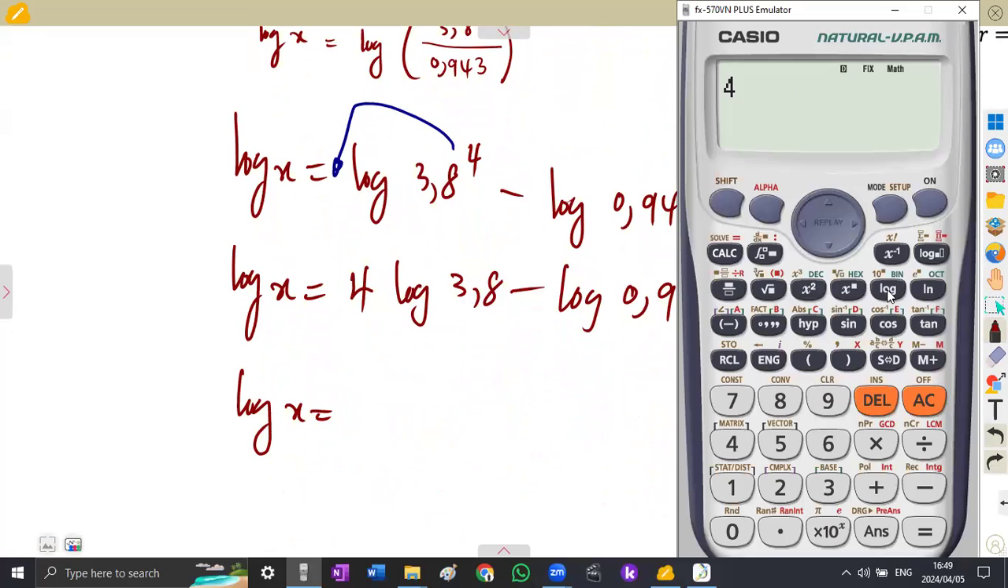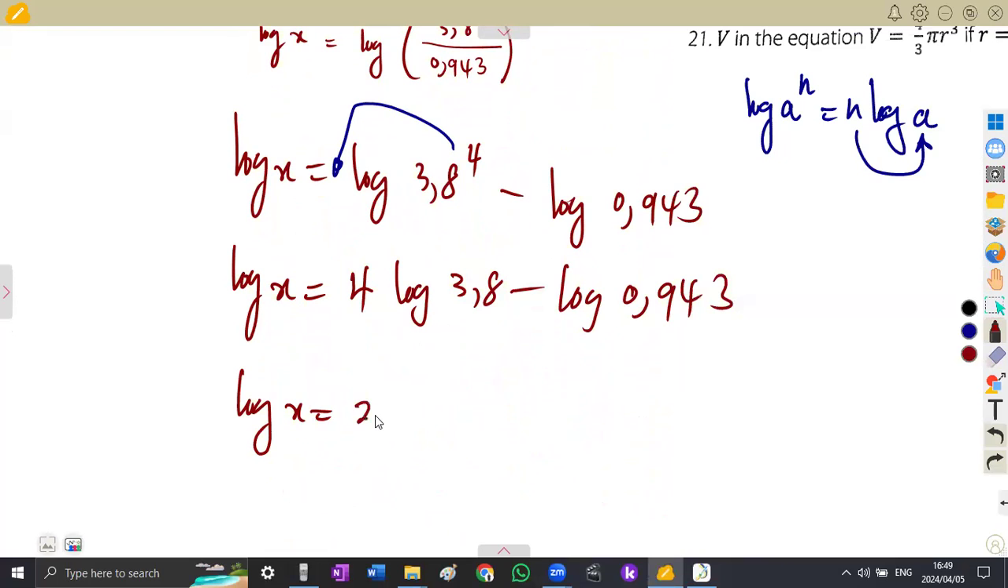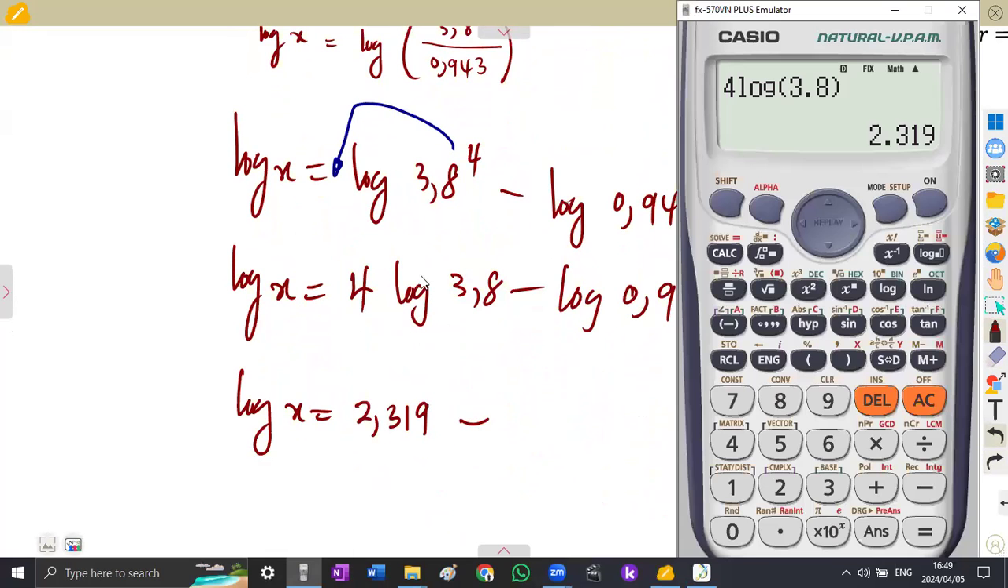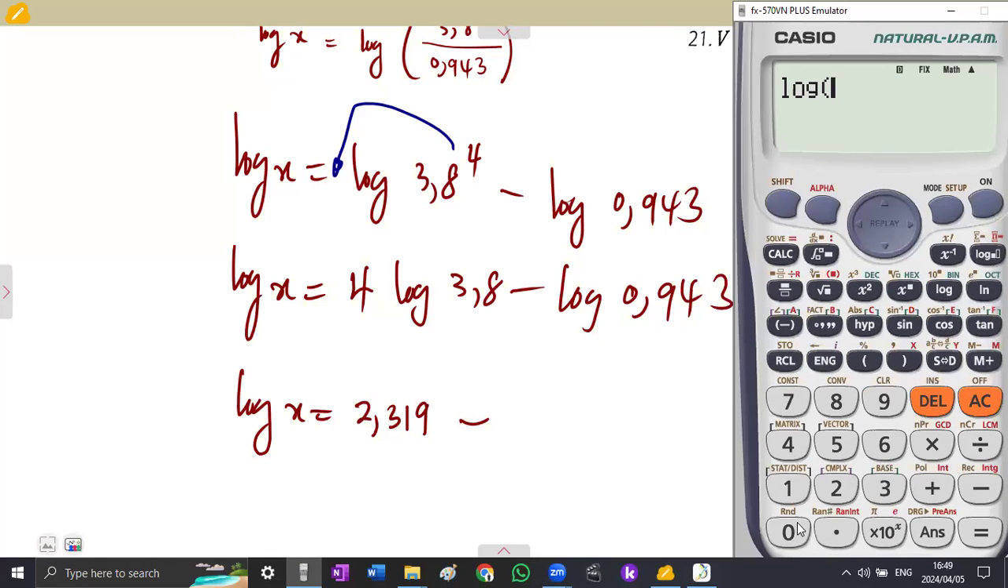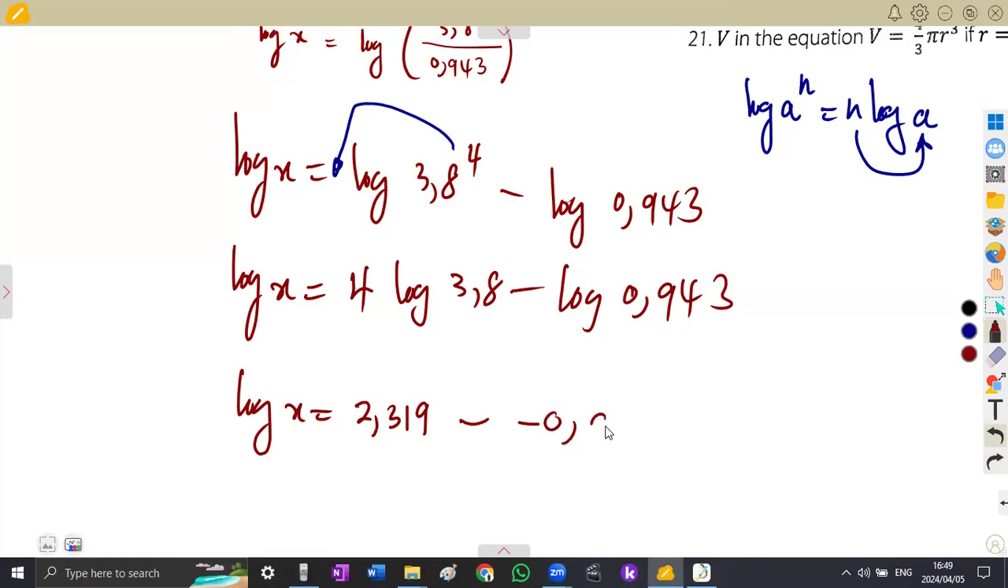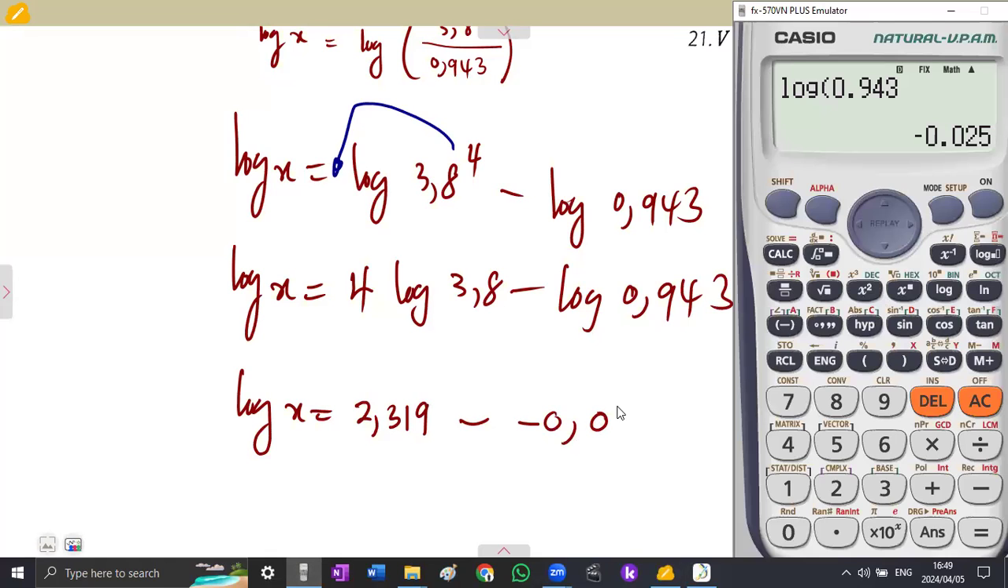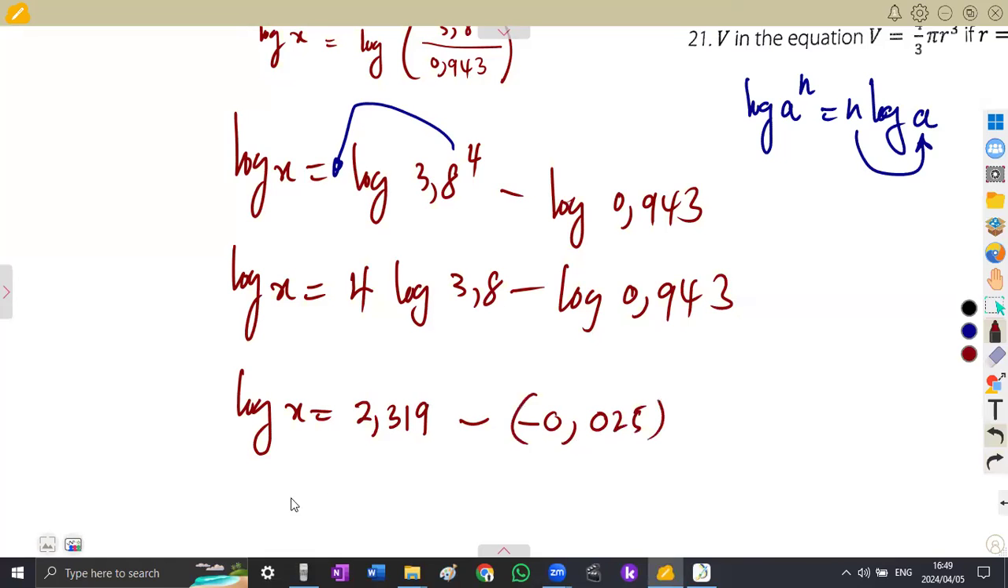So this is for the logarithm of 3,8. So this is going to give us 2,319 minus, all right, you are subtracting, what are we subtracting? The logarithm of 0,943, which is a minus also, minus 0,025. All right, so this is what you are going to have at the end.